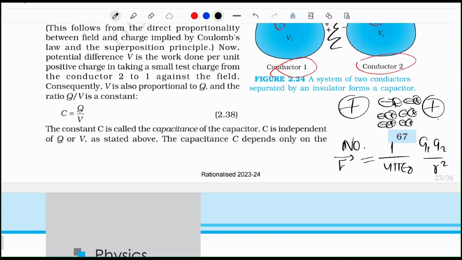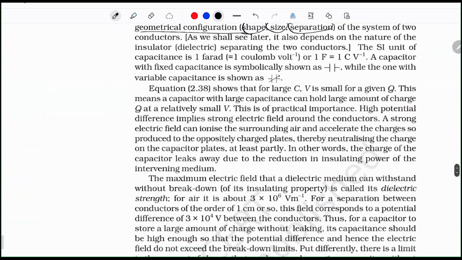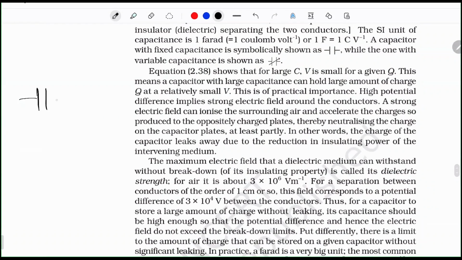units. The unit of capacitance is the farad. So 1 farad is defined as 1 coulomb per 1 volt. A farad is a coulomb per volt, and the capacitor is denoted by this symbol. You know, this is a resistor, this is a capacitor, and you will soon see what an inductor is. So this is a capacitor.